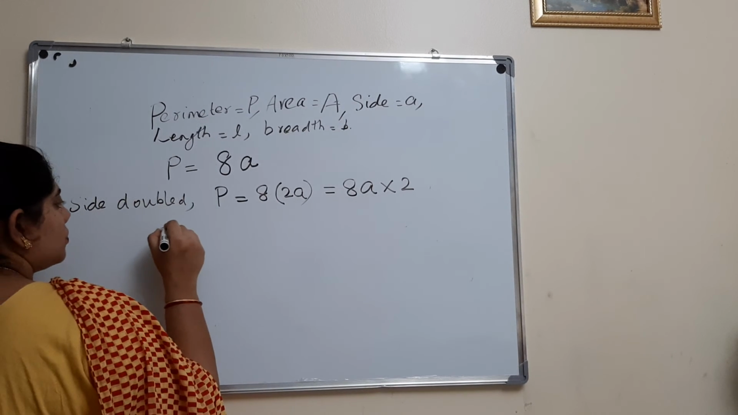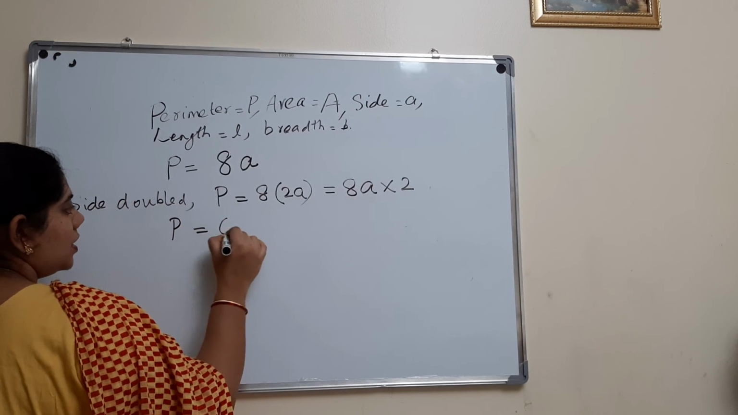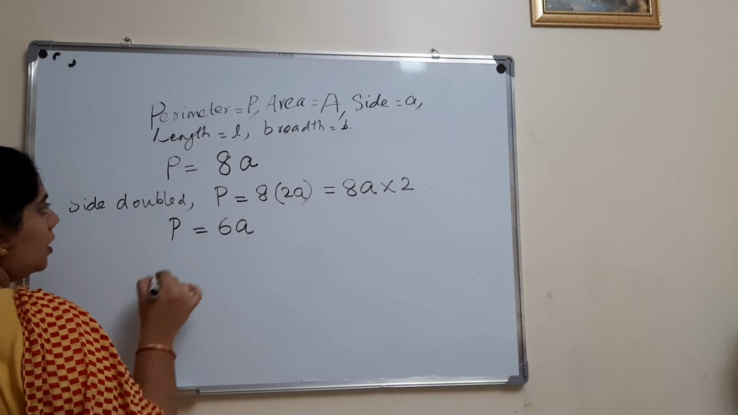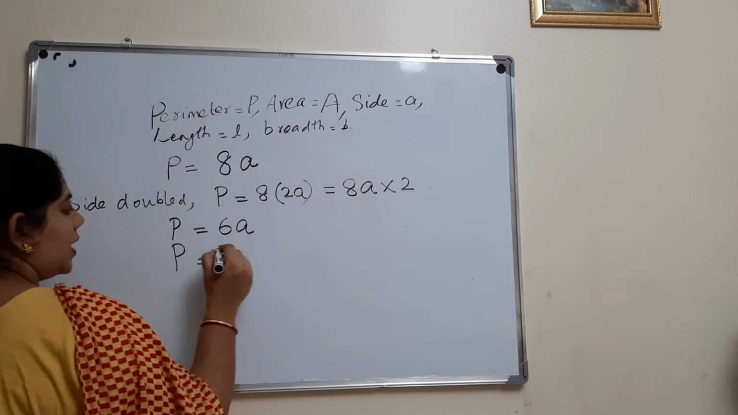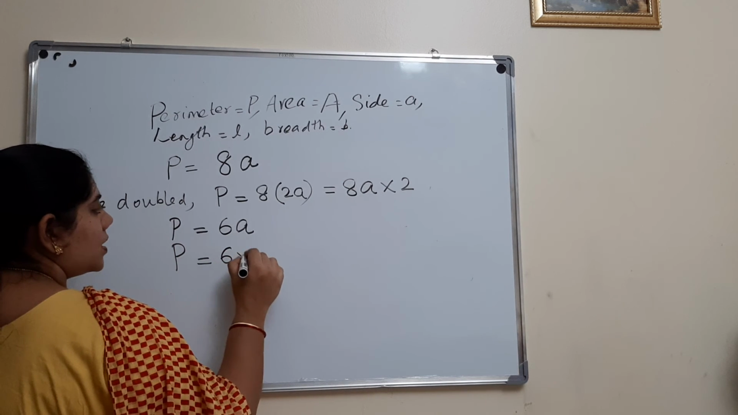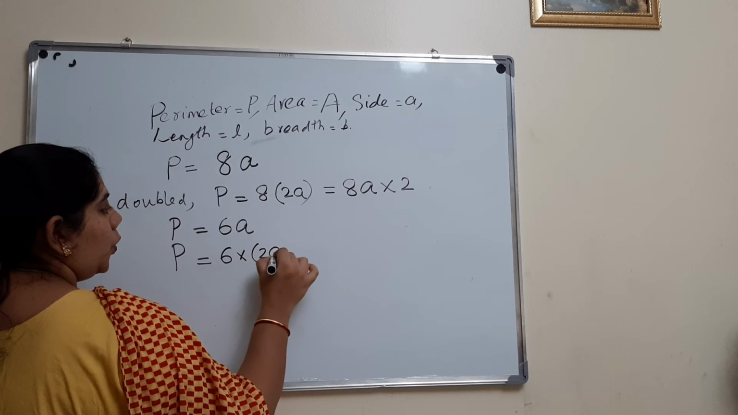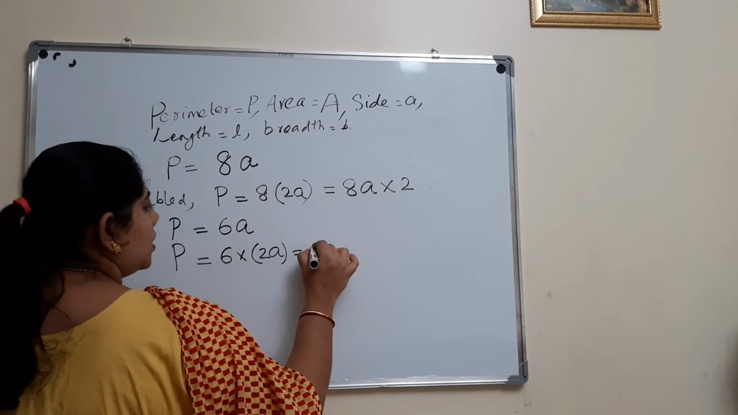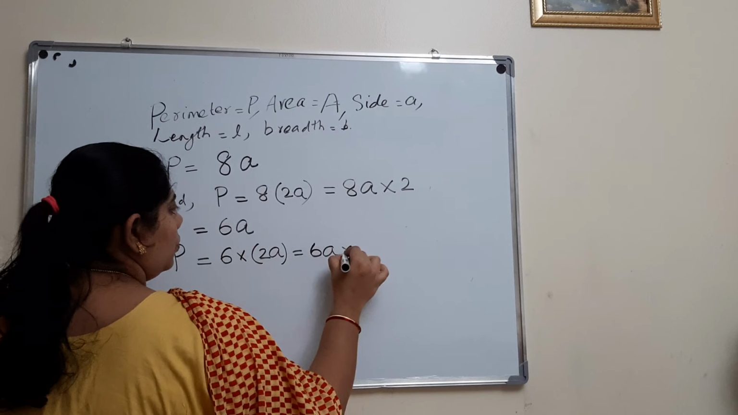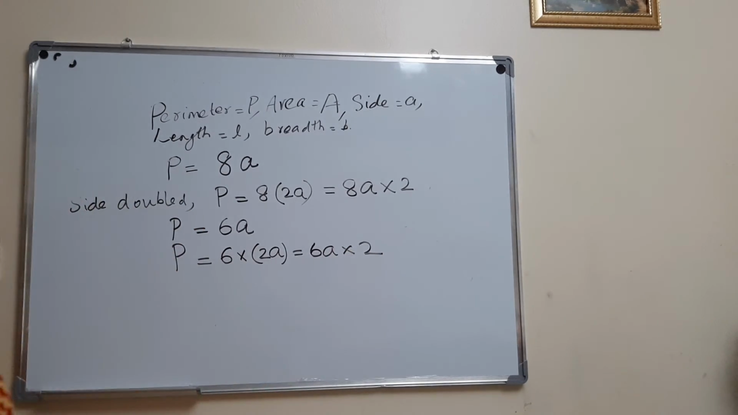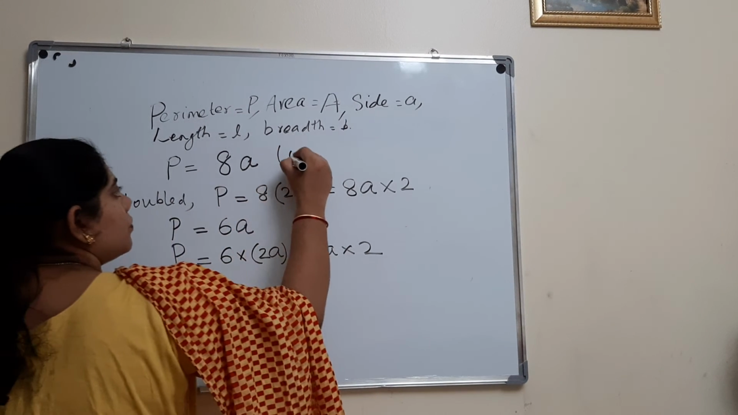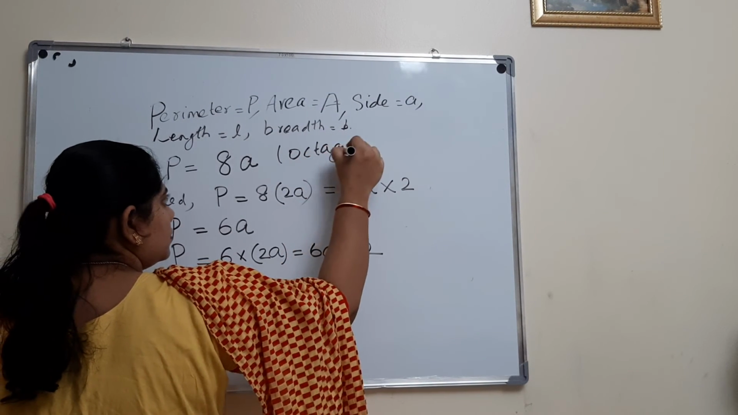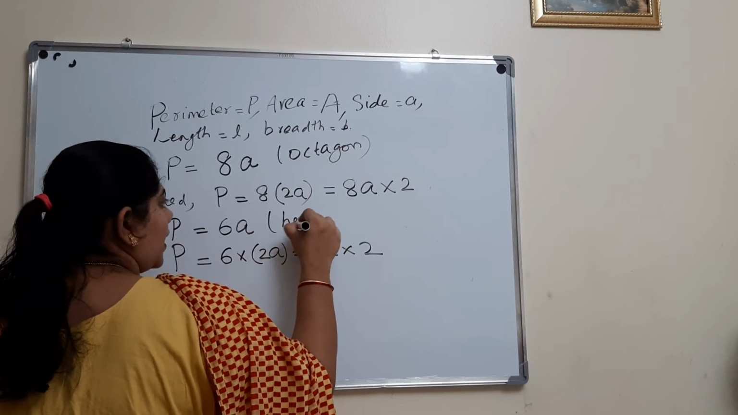Next, for a hexagon, the perimeter is 6A, right? What will happen to the perimeter when the side is doubled? Here also it will become 6 into 2A, that is 6A into 2. The perimeter of a hexagon also gets doubled. I hope you all understand the concept. So this is for octagon, and this is for hexagon.